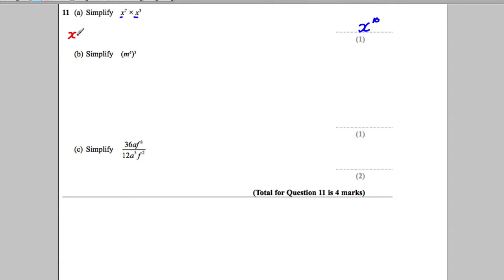It means x multiplied by x, multiplied by x, multiplied by x, multiplied by x, multiplied by x, multiplied by x, 7 times. And x to the 3 means x multiplied by x, multiplied by x. So when you multiply both of these together, you get 10 x's multiplied together. That's why.